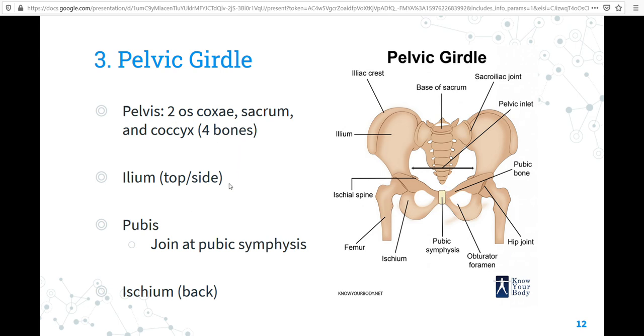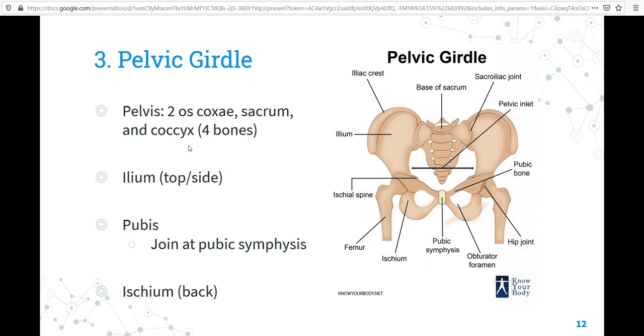And we have the ilium that's kind of on the top or the side. This would be the ilium here. And then we have the pubis. And the 2 pubic bones, they join at the pubic symphysis, which is a joint made up of hyaline and fibrous cartilage. And then we have the ischium right here in the back.